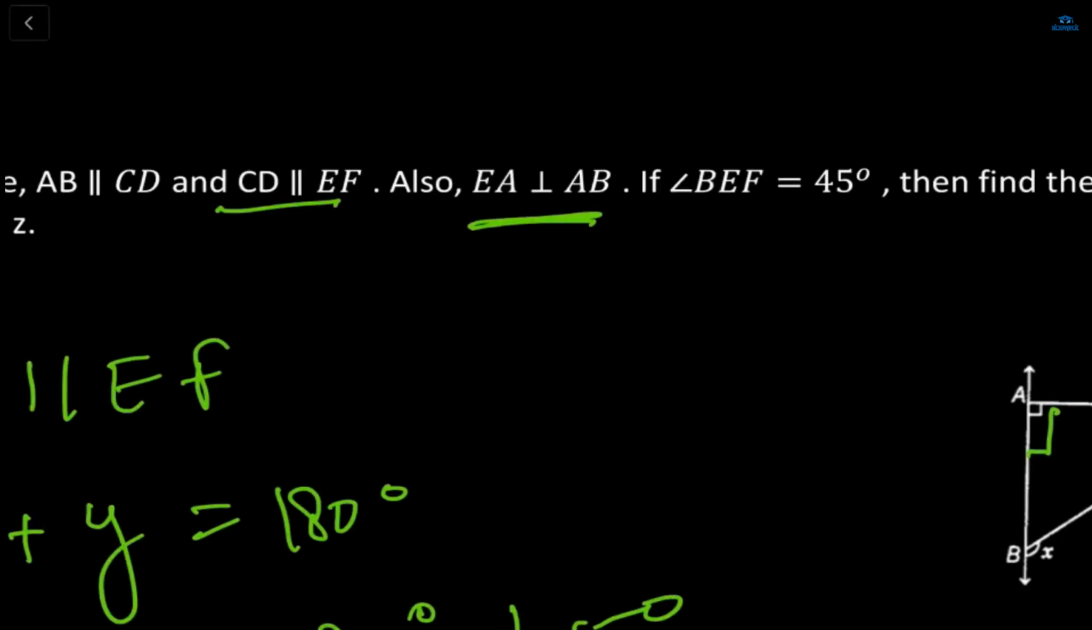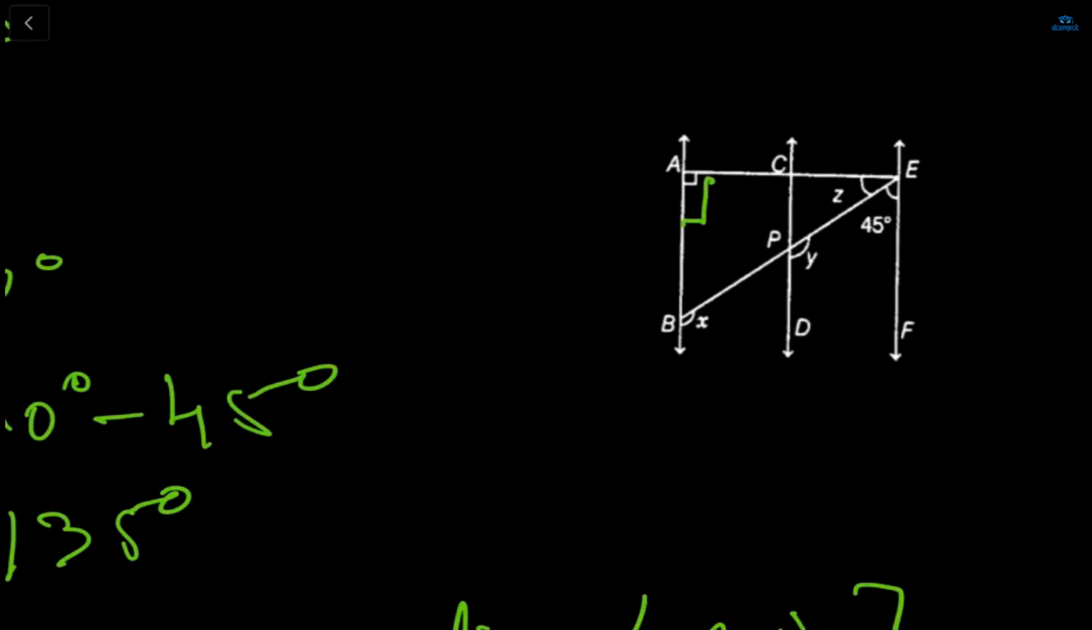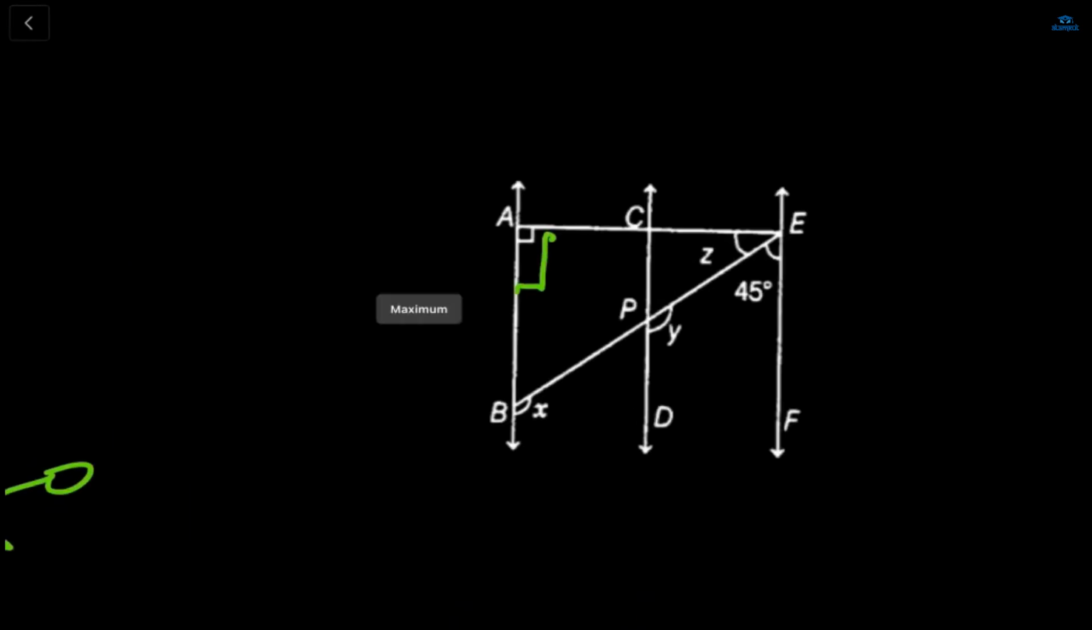And AB is parallel to CD. And from these two, you can conclude that AB will be parallel to EF also. You can write in the starting also, all the three. Now here you have to see that CD is parallel to EF. I'm just enlarging the figure. Just compare this. CD is parallel to EF.